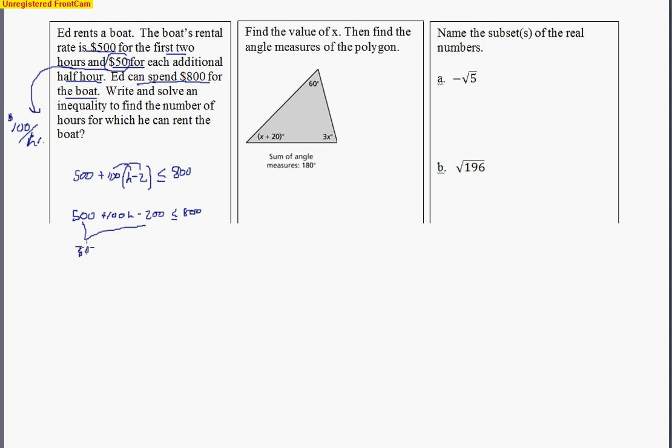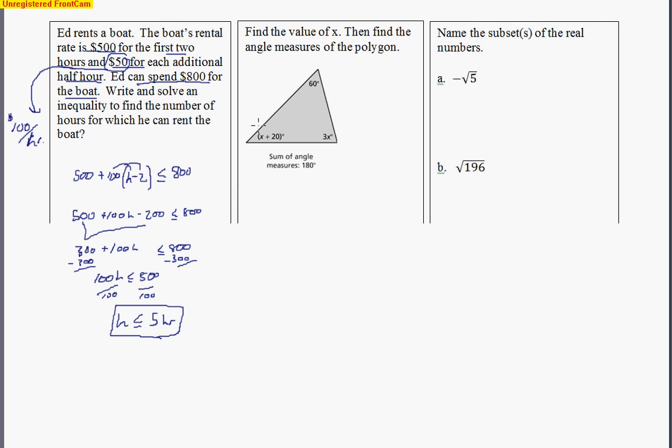It gives me 300 plus 100h less than or equal to 800. And then I go ahead and solve by just doing some opposite operations. So I'll subtract the 300 from both sides. It leaves me with 100h is less than or equal to 500. When I go ahead and do the division, I get the answer h is less than or equal to 5. So that means that we could have 5 hours, but we could also have 4 hours, 3 hours, 2 hours, or anything less than that. So 5 hours or less.